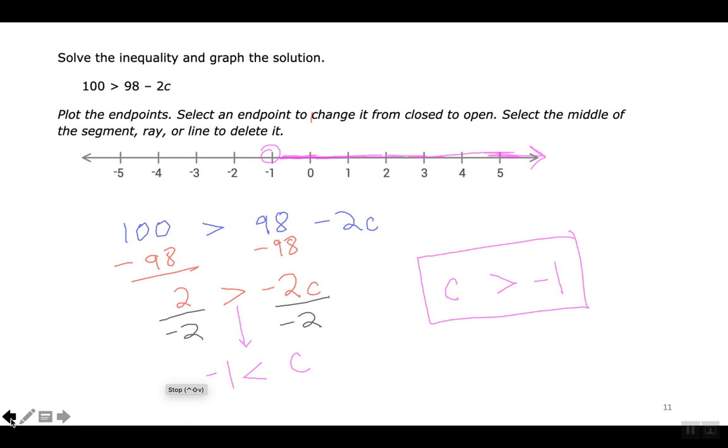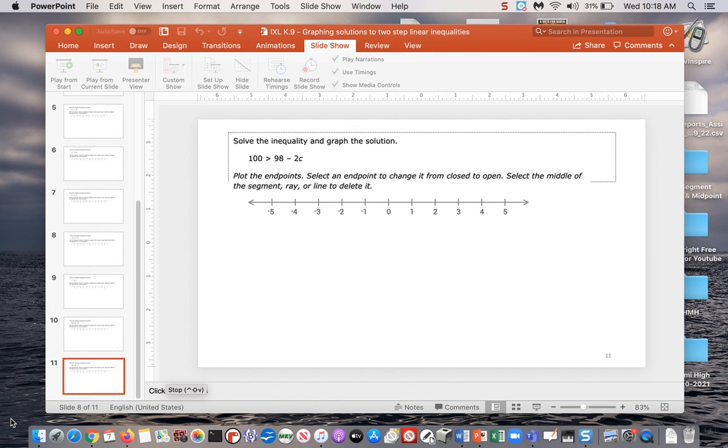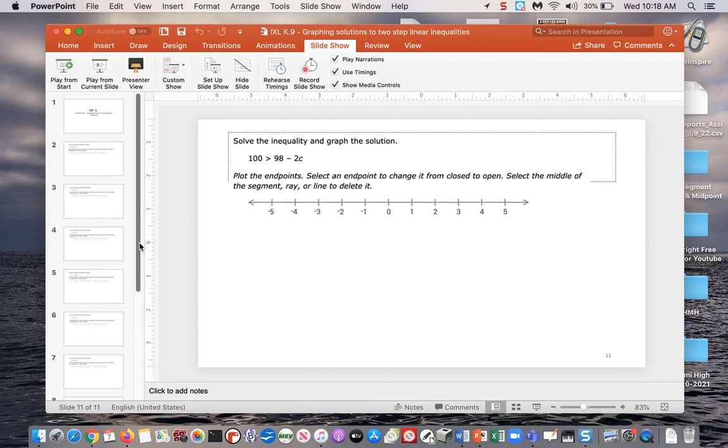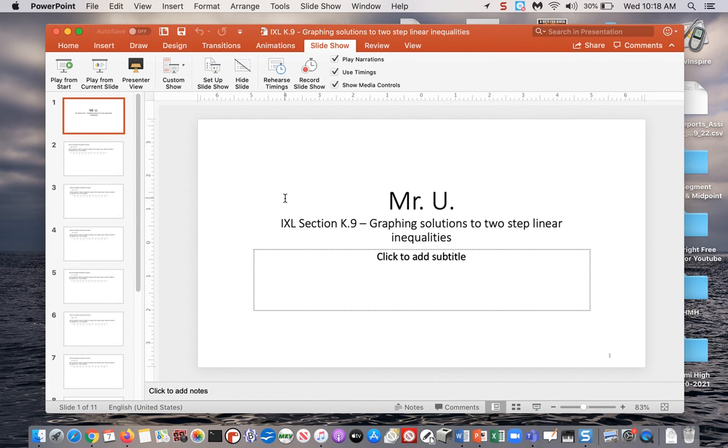So your assignment is going to be in IXL section K9, graphing solutions to two-step linear inequalities. Remember, you've got to reach 100 points.